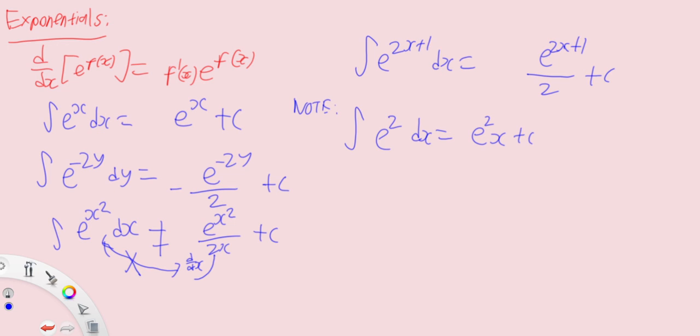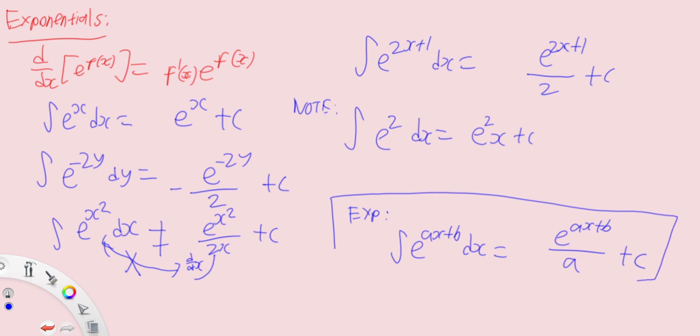So in summary, we have exponentials of the form e to the power of ax plus b dx, which would give us e to the power of ax plus b, giving us back the original function, divided by the derivative, and finally adding the arbitrary constant plus c. So there we have it, integrals of exponentials of the form e to the power of ax plus b.